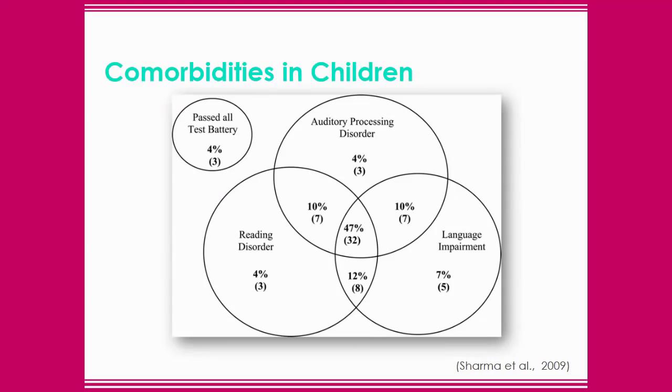This figure, taken from Sharma et al. in 2009, demonstrates the likelihood that a child with central auditory processing disorder is going to present with other disorders. You can see that 47% of their sample experienced auditory processing disorder and comorbid reading disorder and language impairment.